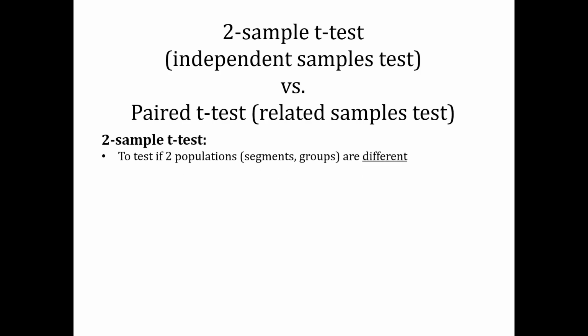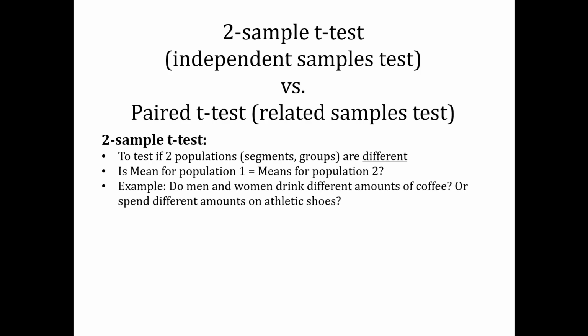The first is a two-sample test, also known as an independent samples test, which is used to test if two populations or groups or segments are different from each other on some variable. The question we are asking is, is the mean for population 1 equal to the mean for population 2? Some examples of this might be if we ask whether men and women drink different amounts of coffee or spend different amounts on athletic shoes.